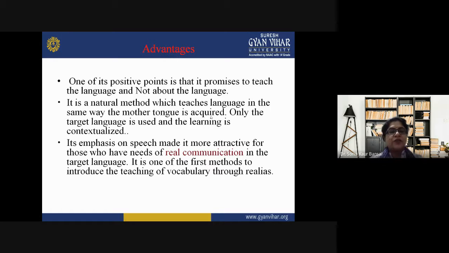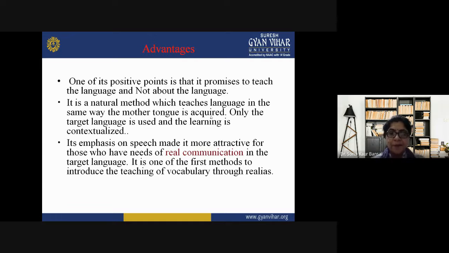So understand, students, that the advantages are definitely related to increasing the competency level of language skills, communication skills, reducing the use of mother tongue and increasing the use of target language only while communicating.